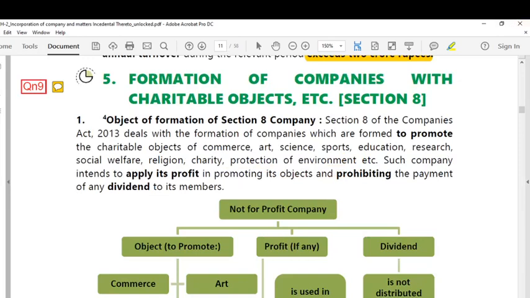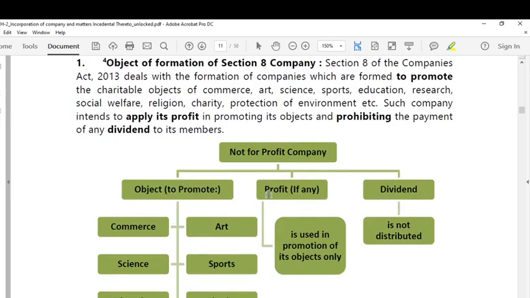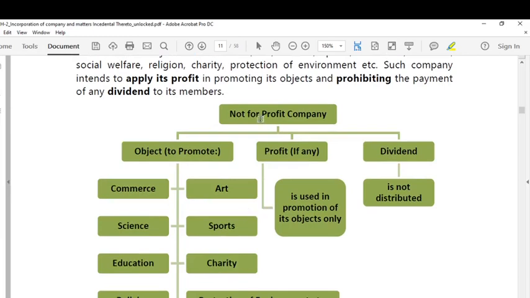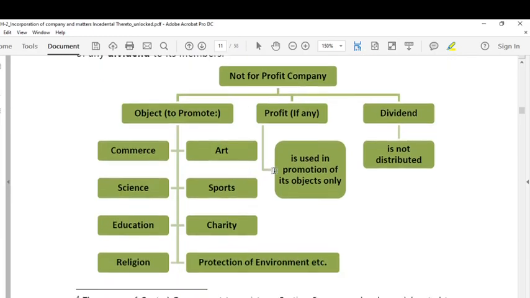My dear students, the next most important topic is Section 8 companies. After the one-person company, the most important in this chapter is the Section 8 companies. So the formation of companies with charitable objects will come under Section 8. So what are the charitable objects here? Charitable objects means not for profit. These are given in the Act.